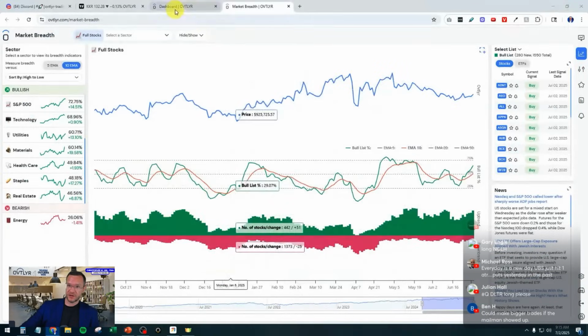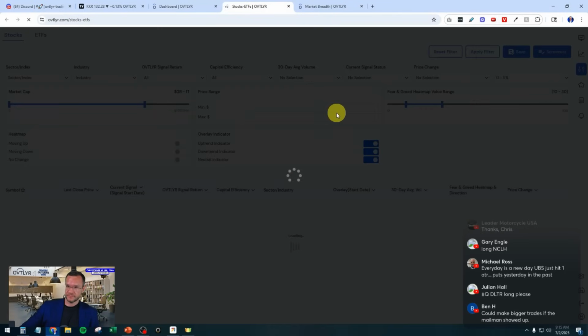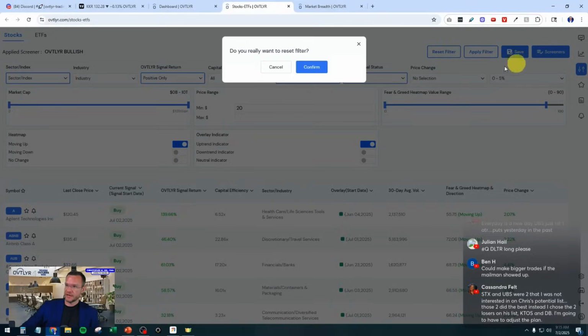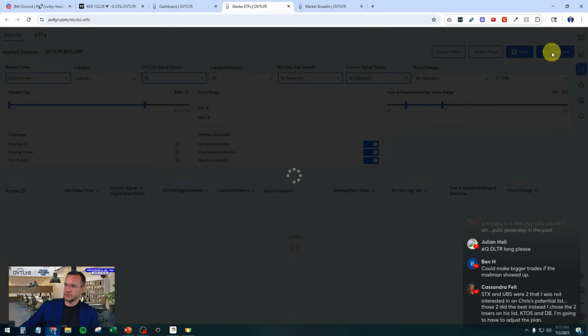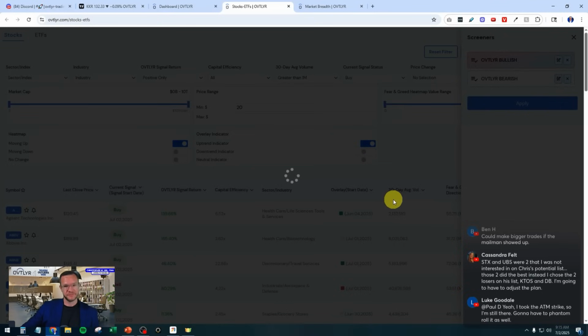Now, I have my screener built as a template. So if we go to screener, I'm going to reset the filter, and then we are going to hit the bullish screener that I've saved. And you'll see my results right here. Of course, you can apply these if you choose to.